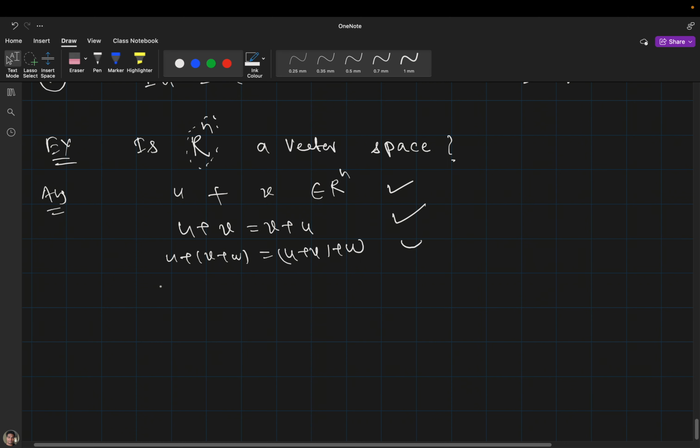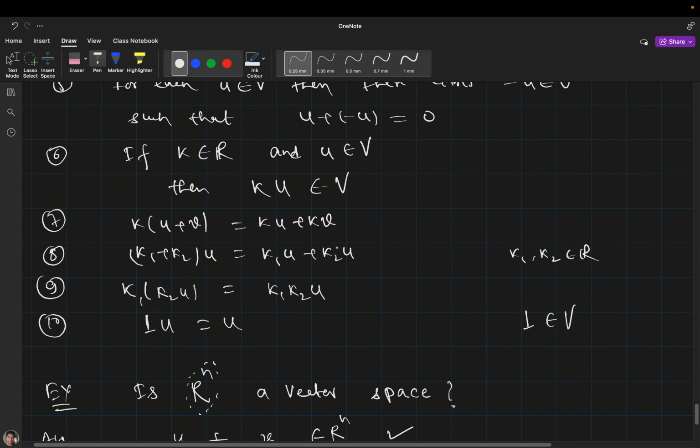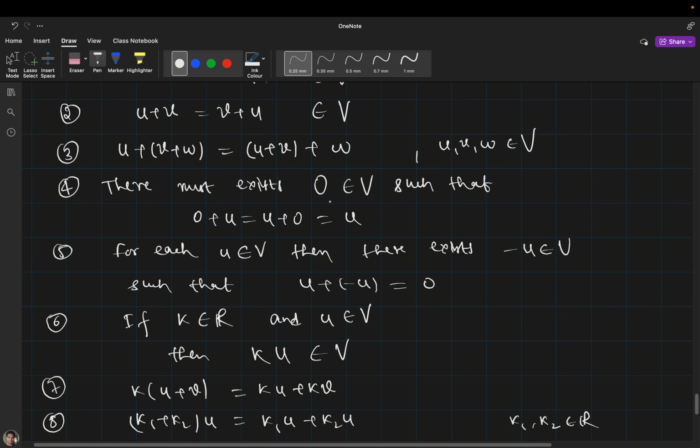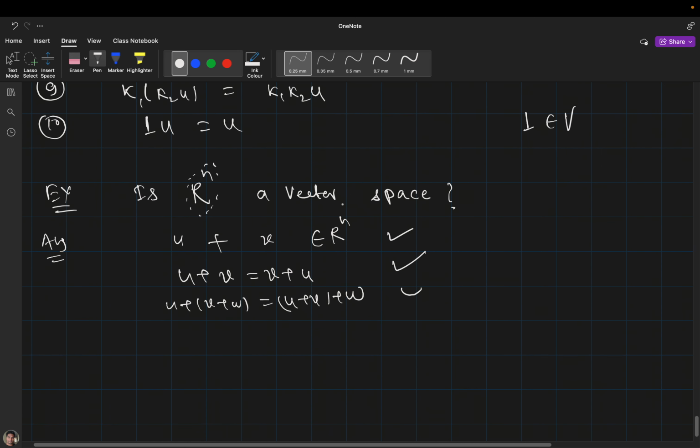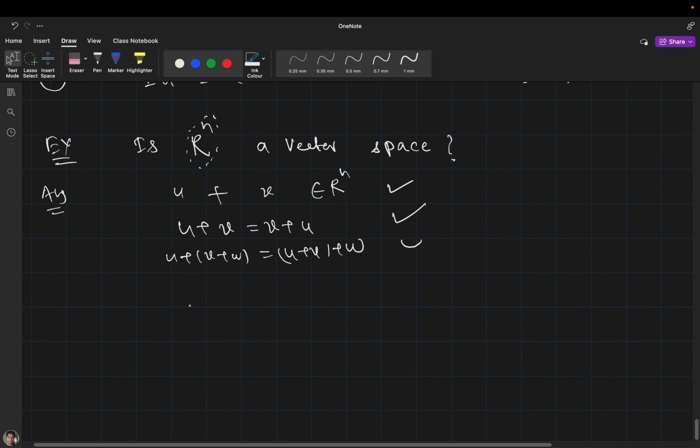Can a zero vector also exist in n-dimensional space? The fourth axiom is, there must exist a zero vector in V such that 0 plus u equals u plus 0 equals u. Will that zero vector exist in n-dimensional space? Respond guys, otherwise we cannot complete it. Yes, 0 will also be an element of n-dimensional space. Fourth axiom is also done.